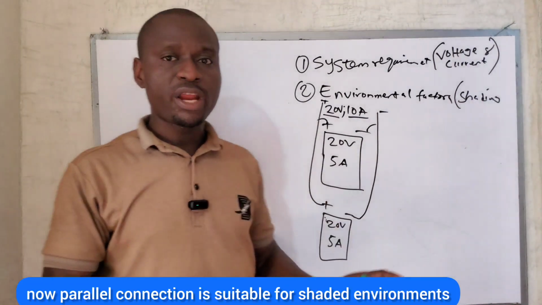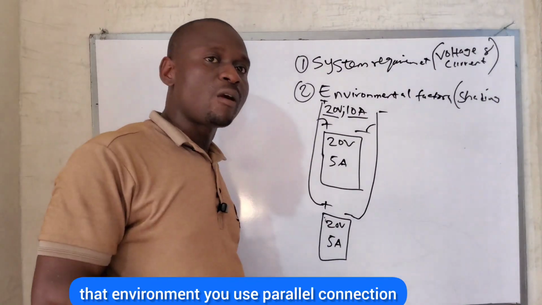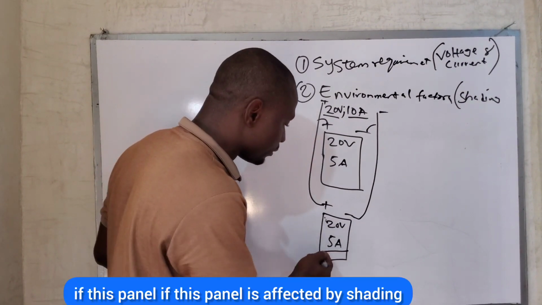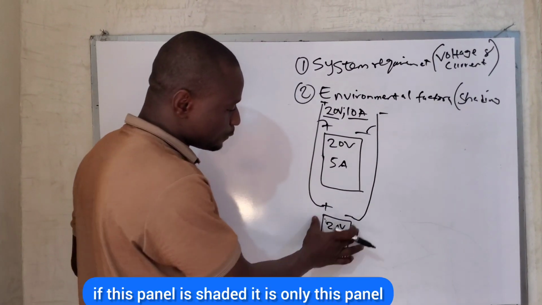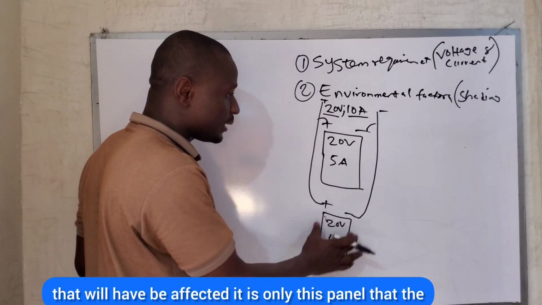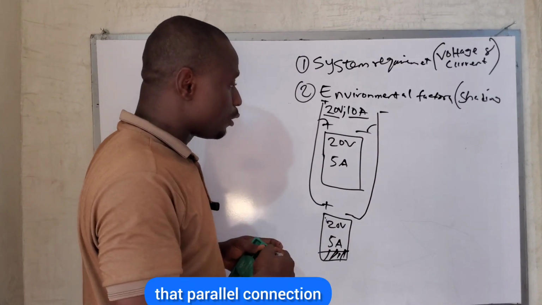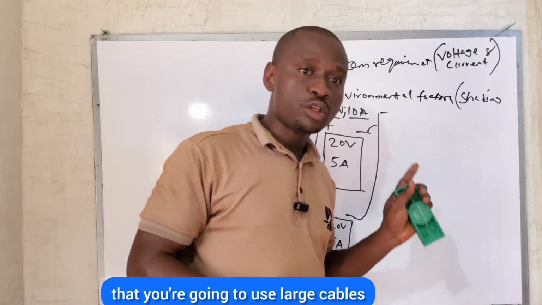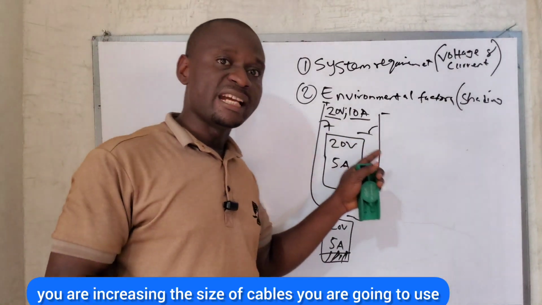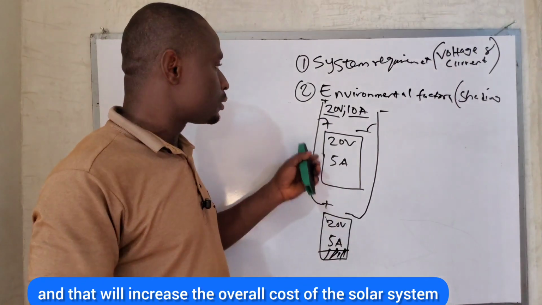Now, parallel connection is suitable for shaded environments. If you know that there will be shading in that environment, you use parallel connection, because even if this panel is shaded, it is only this panel that will be affected. It is only this panel whose performance will drop, but it will not affect other panels in that parallel connection. But the only drawback is that you're going to use large cables because you are building up the current. So once you are building up the current, you are increasing the size of cables you are going to use, and that will increase the overall cost of the solar system.